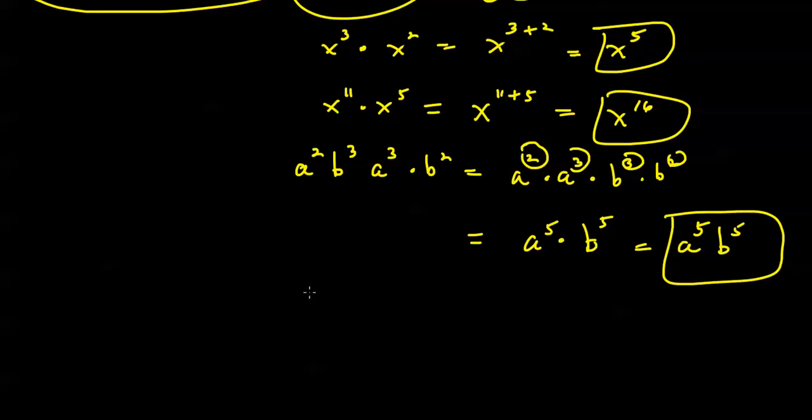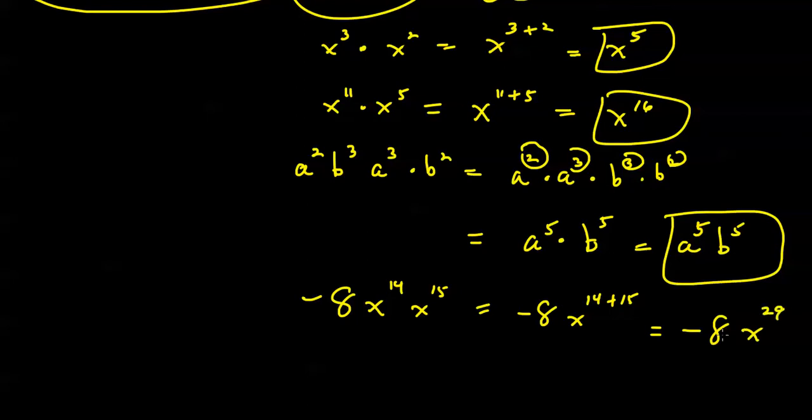One more simple example of this first rule, minus 8x to the 14th times x to the 15th. Of course, I'm not going to draw out 14 factors of x times 15 factors of x. I'll apply my rule. This is equivalent to x to the 14th plus 15th at the exponent level. And of course, if I add those two exponents, I get minus 8 times x to the 29th power. Notice that outside coefficient of minus 8 is not affected by the exponent sum.